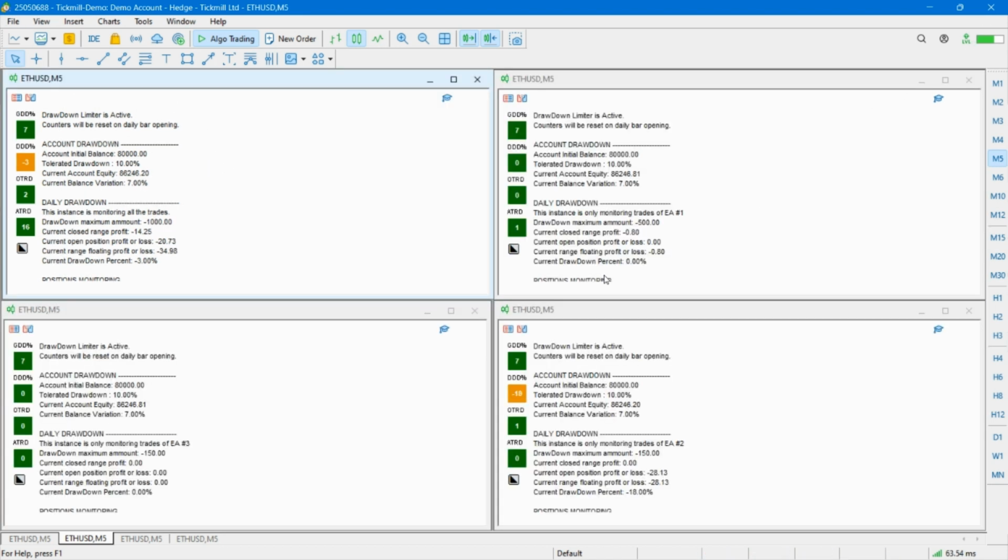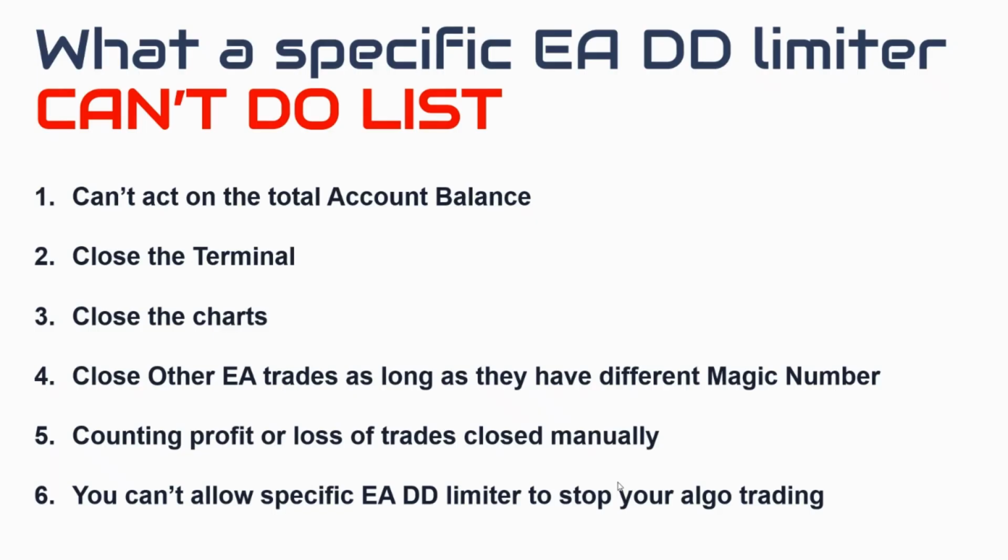So basically that's it for the configuration of the drawdown limiter and using it with different EAs. We have talked about what a specific instance of the limiter can do with EA controlling. Let's talk about what this specific instance can't do. It cannot act on the total account balance. The total account balance can only be managed and monitored by a global drawdown limiter.